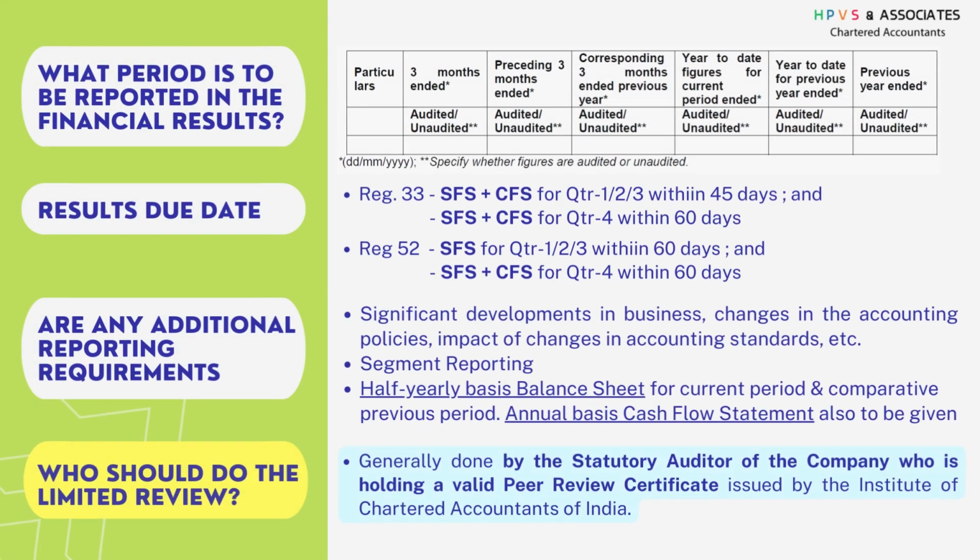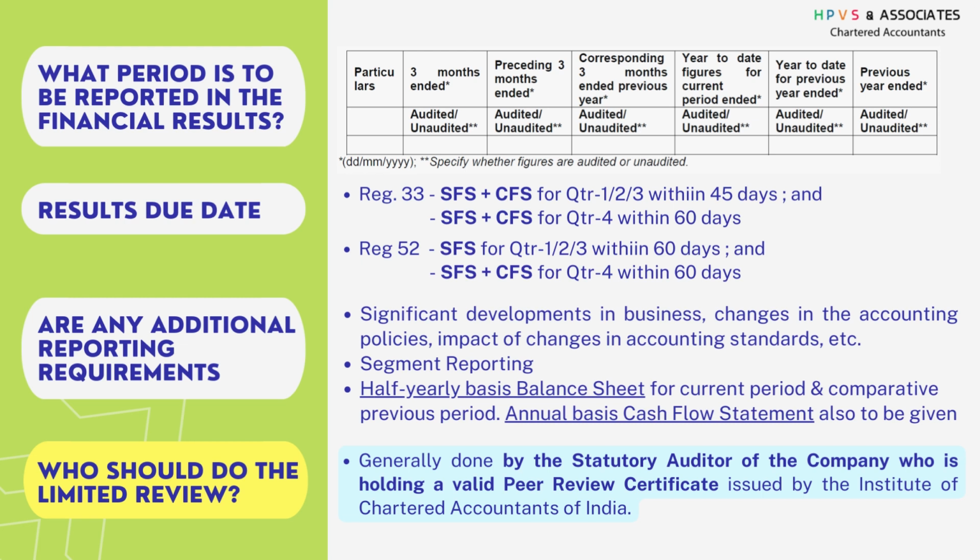What period is to be reported in the financial results? Current quarter, previous quarter, comparative quarter of previous year, year-to-date for current period, year-to-date of previous year, and the previous full financial year. Are there any additional reporting requirements?